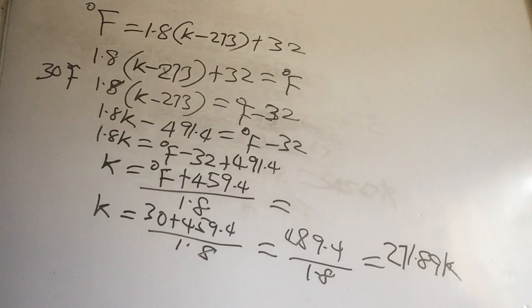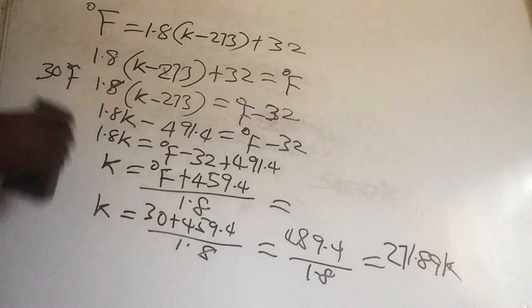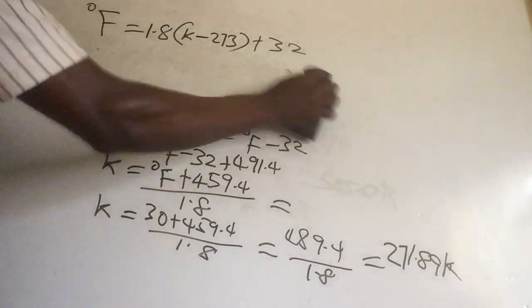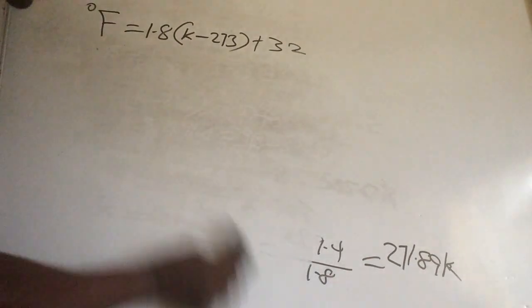So now we will relate Kelvin to Rankine. Relating Kelvin to Rankine, it says degree Rankine is equal to 1.8 Kelvin. It's as simple as that.